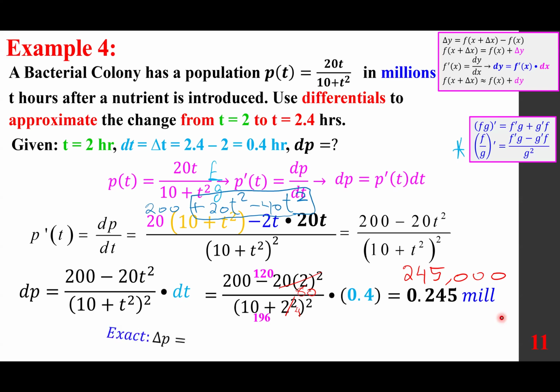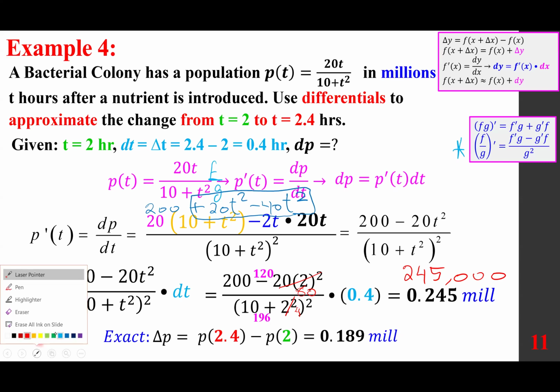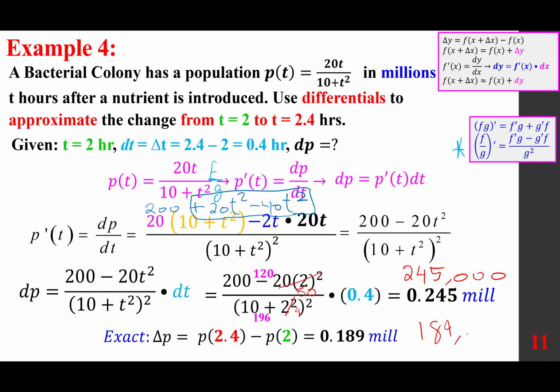What about the exact change? We want delta P. How do we find delta P, the exact change? Well, plug in 2.4, gives you the population at t equals 2.4. Plug in 2, gives you the population at t equals 2. The difference is the answer. So P of 2.4 minus P of 2, and I've calculated for you, it's 0.189, and this means 189,000 bacteria. Okay.